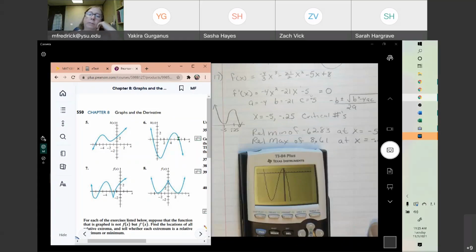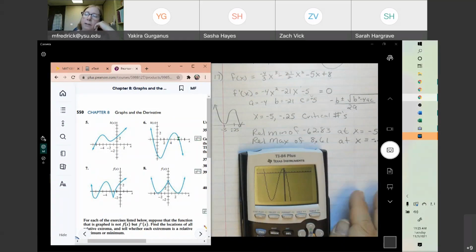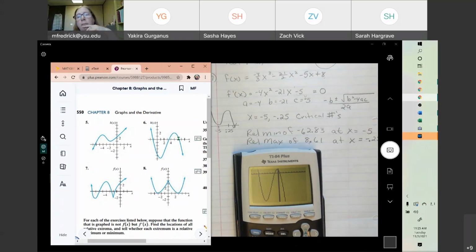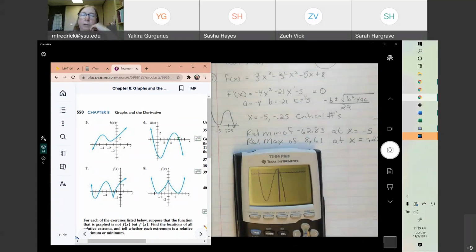Which is similar to what I had here. This is the negative 5, and this is the negative quarter. Any questions on that? So you really didn't need the graph as long as you have an idea of what your graph looks like.